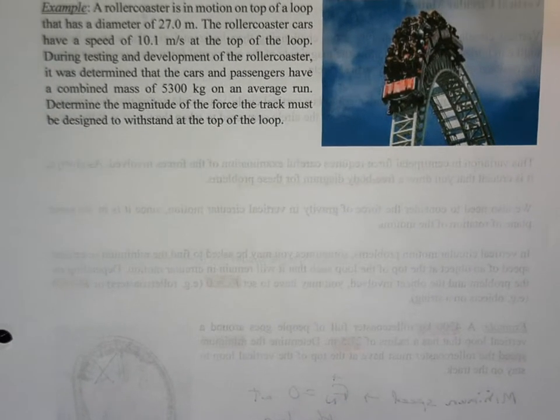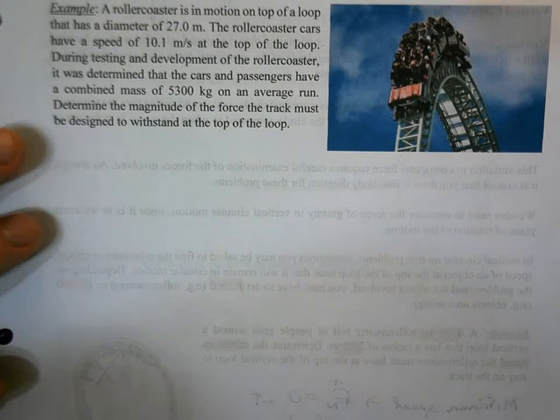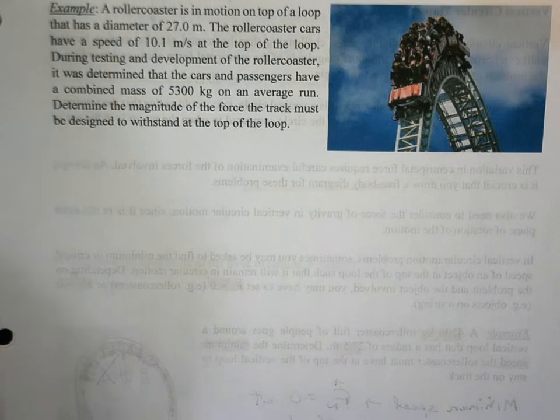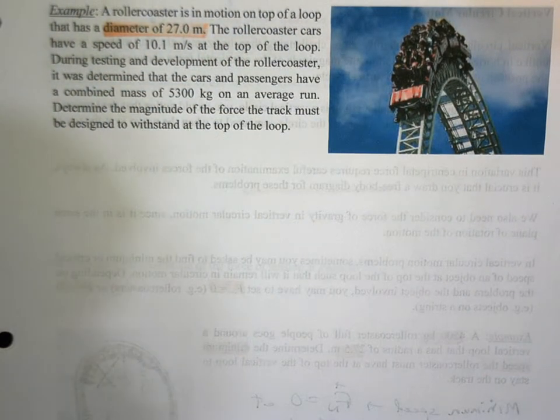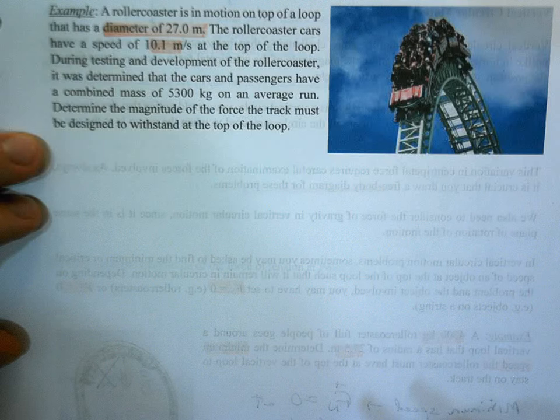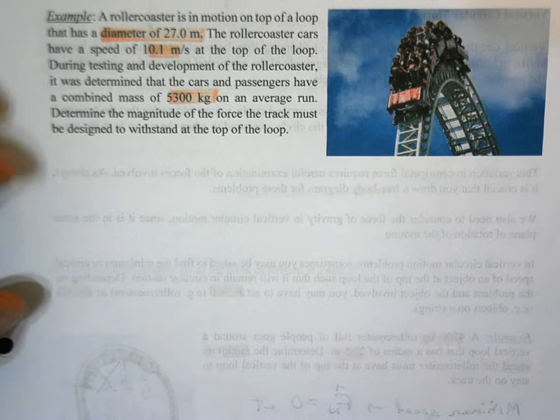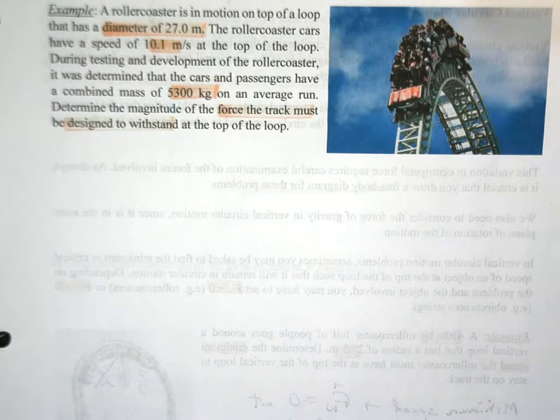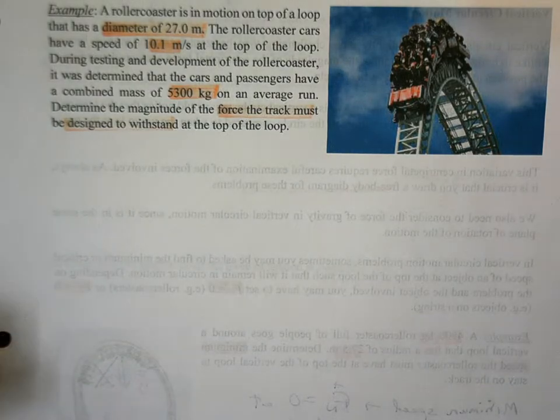So we also want to just look at one other type of problem similar to this, but it's a slightly different question, and there's a little bit of a subtlety to it. So we have a roller coaster. It's in motion at the top of a loop, and this loop has a diameter of 27 meters. Oh, very interesting. So the roller coaster cars have a speed of 10.1 meters per second at the top of the loop, and it was found that the combined mass was 5,300 kilograms. So we'd like to determine the magnitude of the force that the track must be designed to withstand at the top of this loop. Right, so once again, we want to draw a free body diagram.